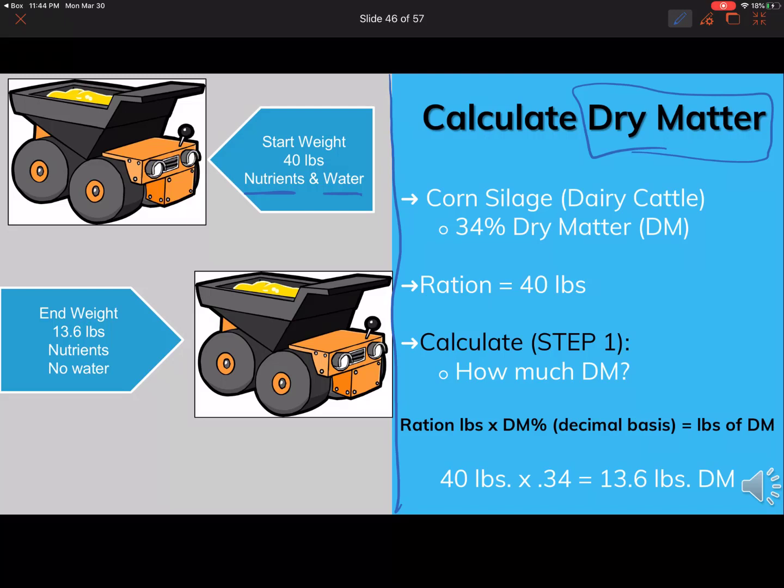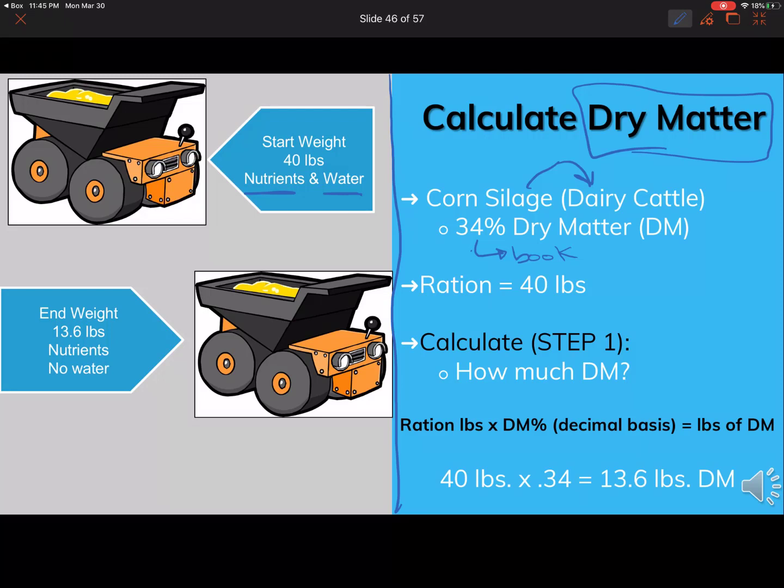In this example, we're going to talk through corn silage, and I'm feeding it to dairy cattle. Corn silage is only 34% dry matter, and this is something that I would have pulled from a nutritionist textbook. There are book after book after book with hundreds of pages of data tables of nutrient contents for feed that have been done historically. When you get into Animal Science 230 and Animal Science 330, you'll get a lot of exposure to this. Just know that value would have been pulled out of a book.